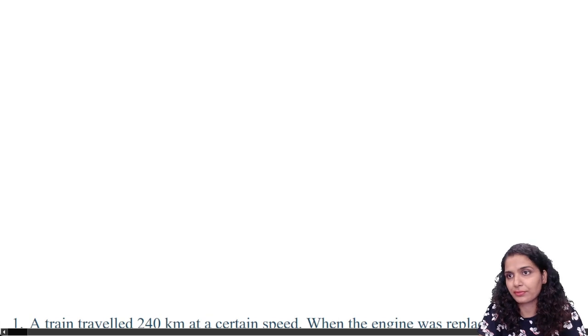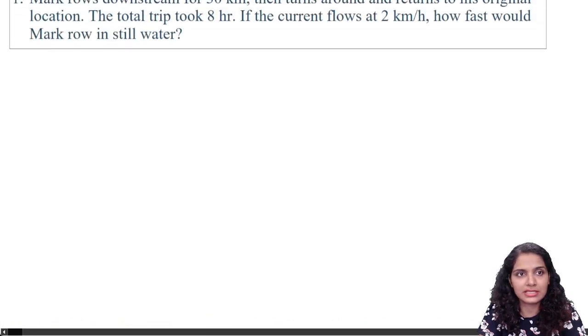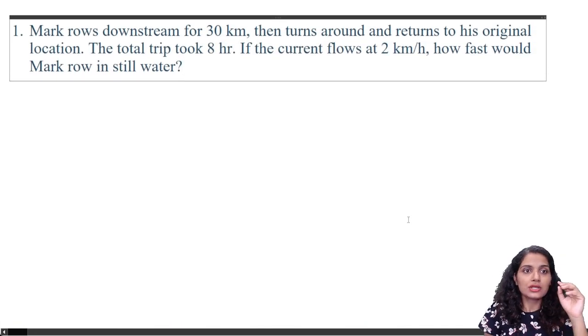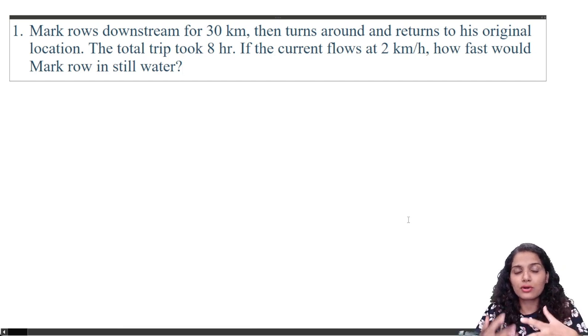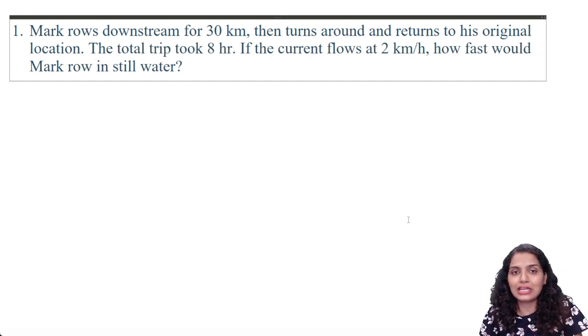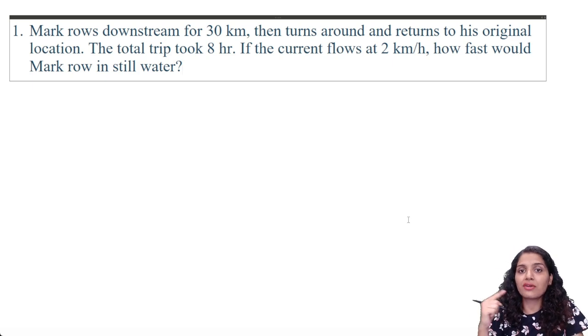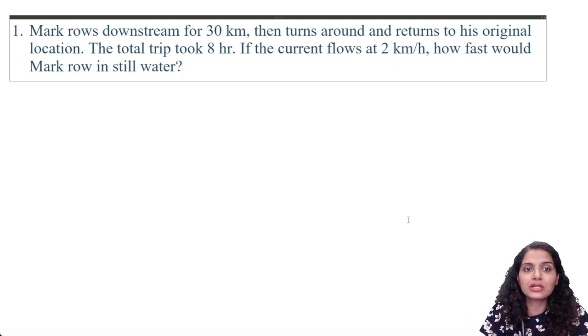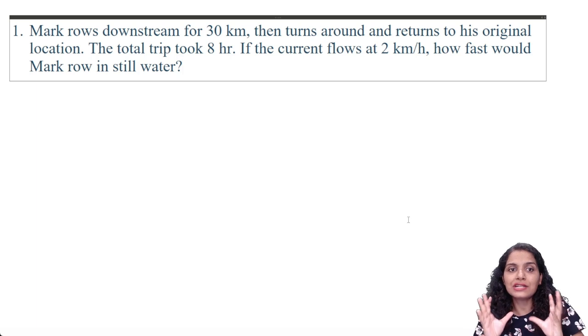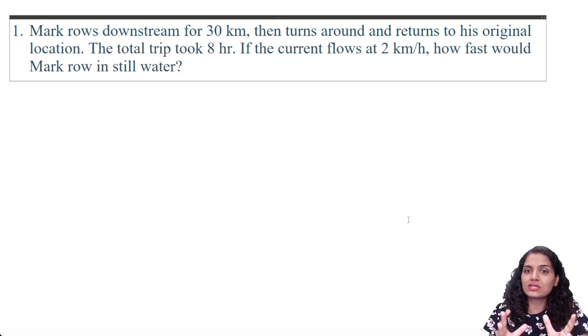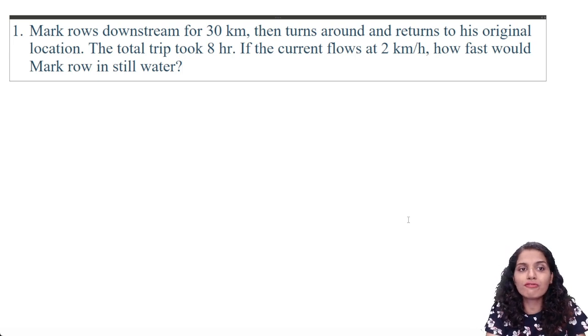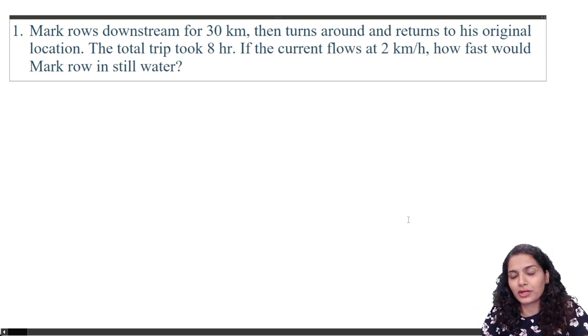Alright, now let's see the question. Mark rows downstream for 30 kilometers and then turns around and returns to his original location, and the total trip took around 8 hours. If the current flows at 2 km per hour, how fast would Mark row in still water?